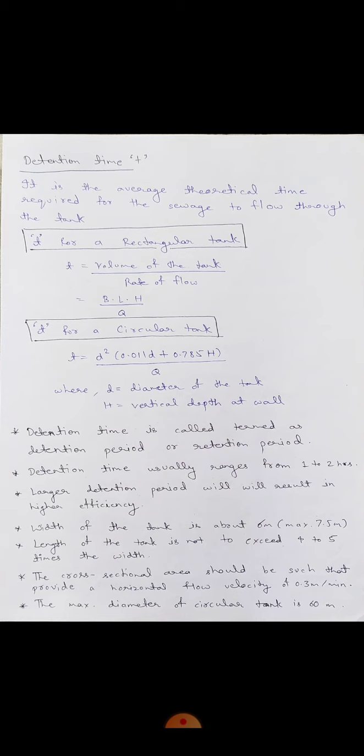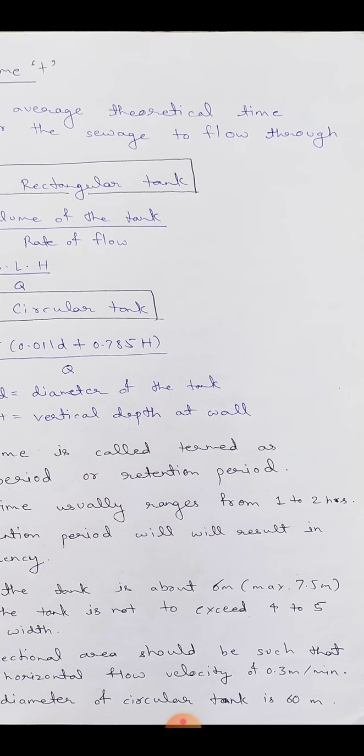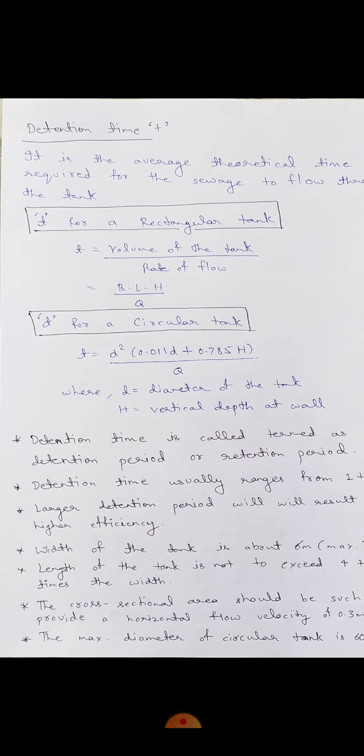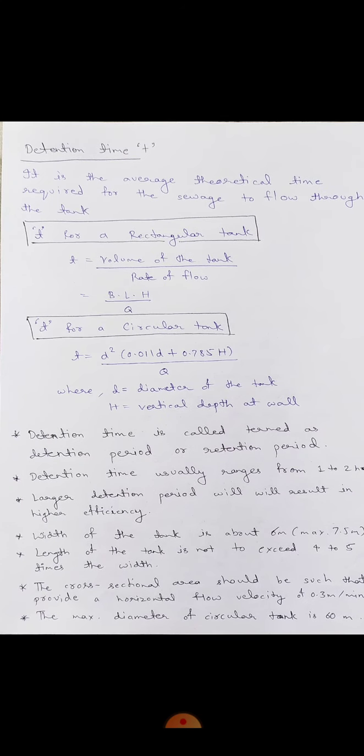Okay, clear. Next is length of the tank is not to exceed 4 to 5 times the width. Means if you have selected some width, then its length should not exceed 4 to 5 times. For example, if you have taken the width of the tank as 6 meter, then the length should be into 4 or into 5, means 24 to 30 meter. Its length should be 24 to 30 meter, not more than that. If it is more than that, then the designing work is not done properly and it will affect the efficiency also.